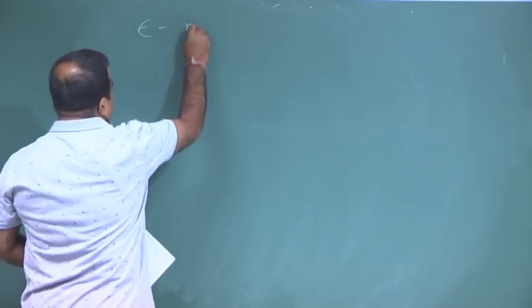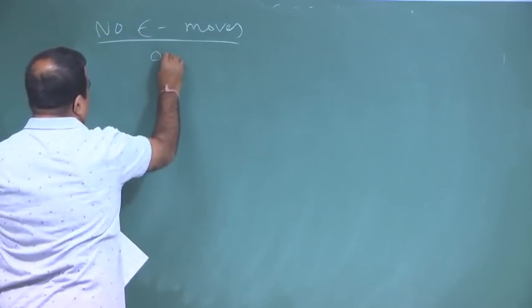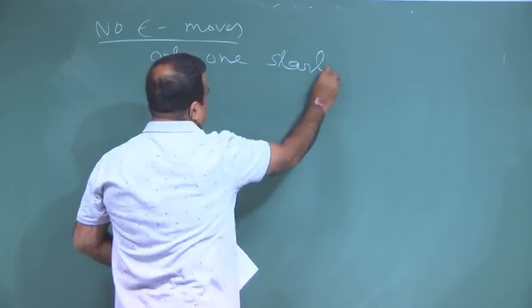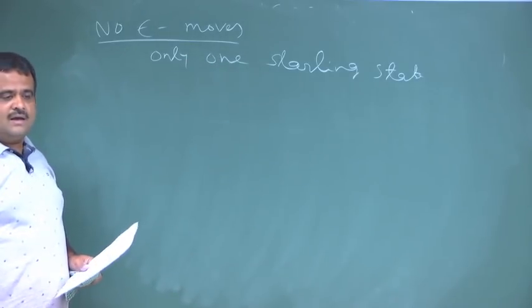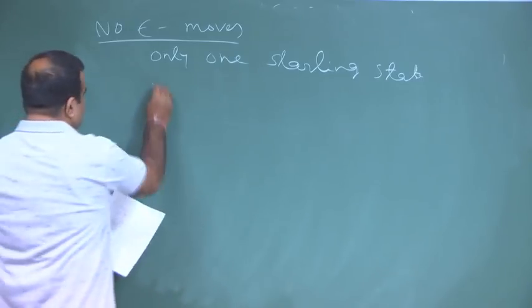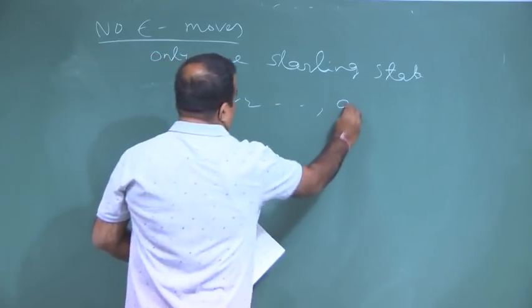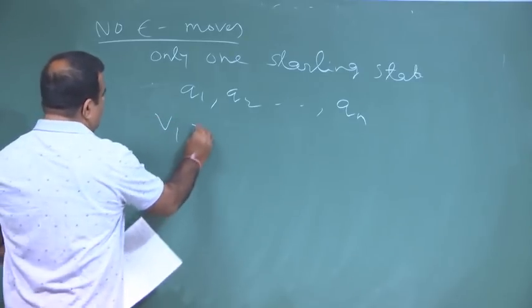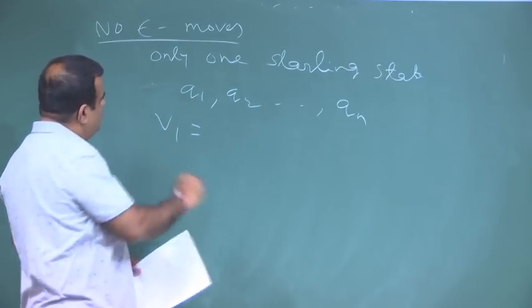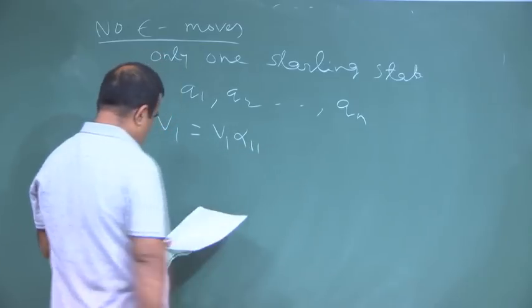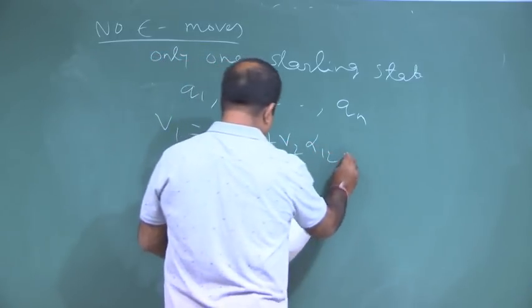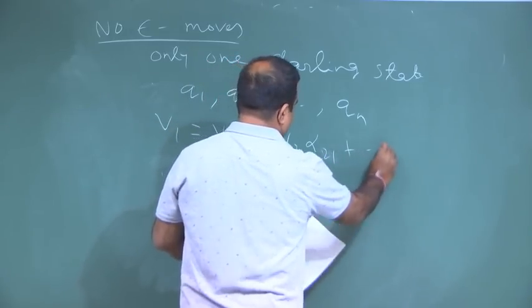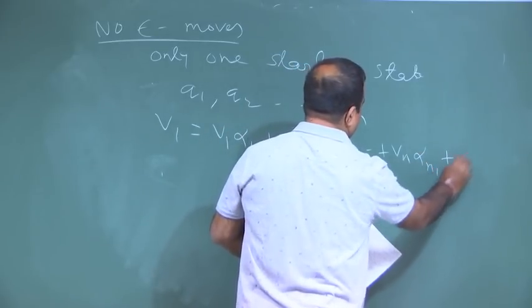Okay, so we need to have the following assumption. There should not be any epsilon move, and only one starting state. Then we can write the regular expression for each of the states like this. Suppose we have states q 1, q 2, up to q n. Suppose there are n states. Then we can write v 1, corresponding to the regular expression for q 1, as v 1 alpha 1 1, where alpha i j is the general term, plus v 2 alpha 2 1 plus up to v n alpha n 1 plus epsilon.